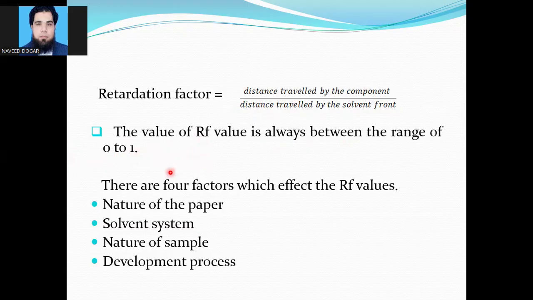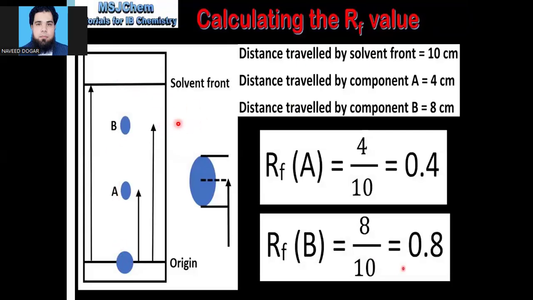There are four factors upon which RF value depends: nature of the paper, solvent system, nature of the sample, and the development process used in the separation. On this paper, I will try to explain how we can calculate RF value. For example, we have a mixture which has two components, A and B, and this is the baseline. We dip the paper, and after drawing out the paper, we mark this line, which is the solvent front. To calculate the RF value of A, we measure the distance the solvent moved from the baseline, which is the solvent front, and the distance moved by component A from the baseline. This distance is 4 centimeters, and this distance is 10 centimeters.